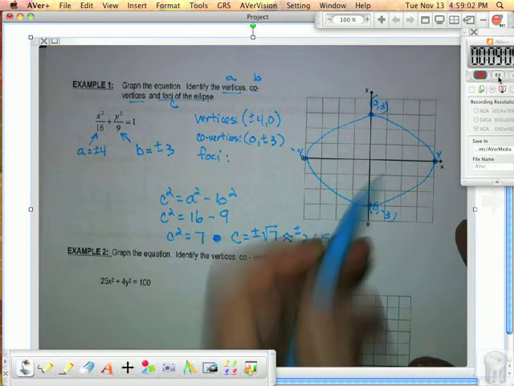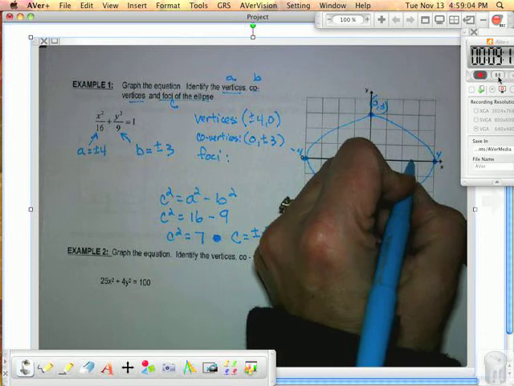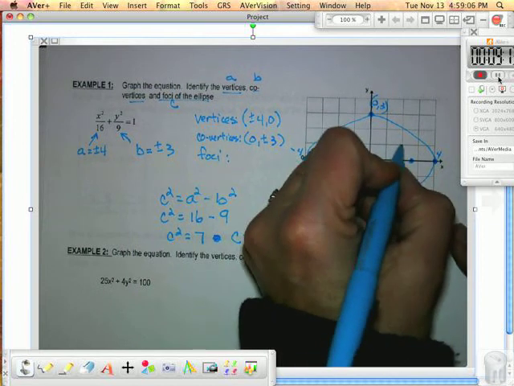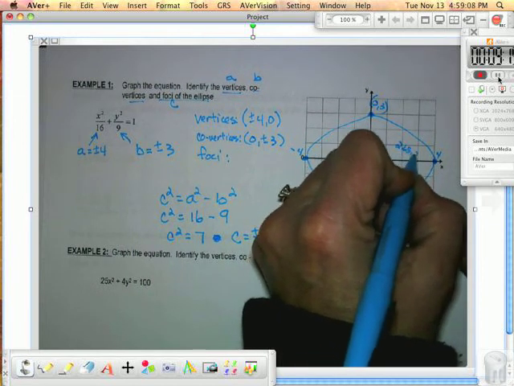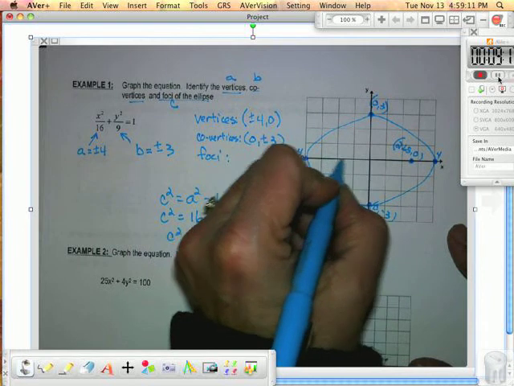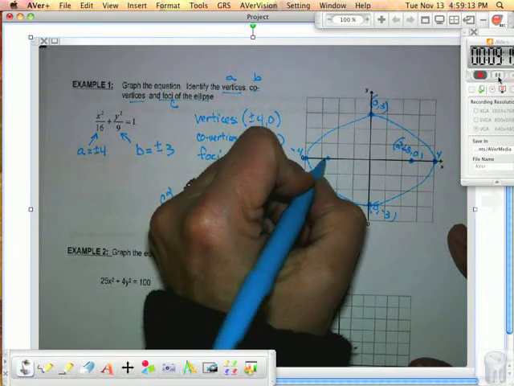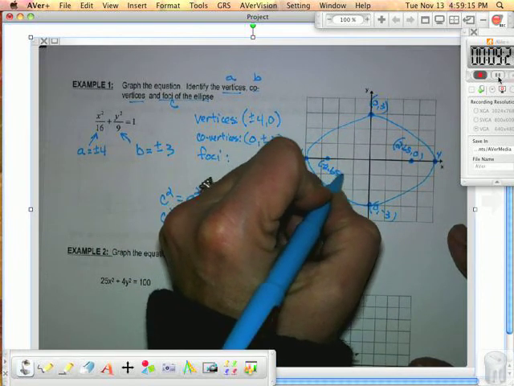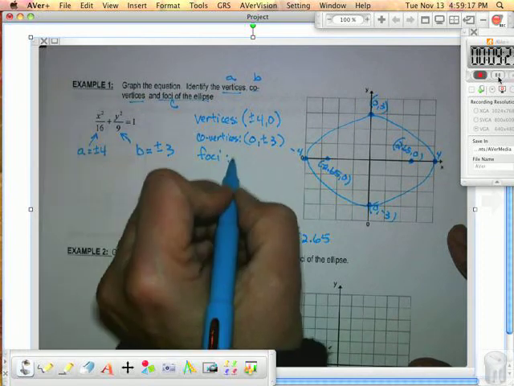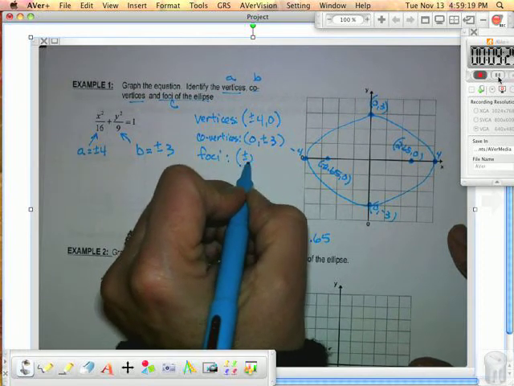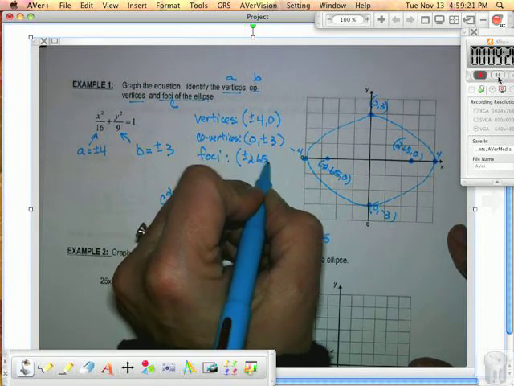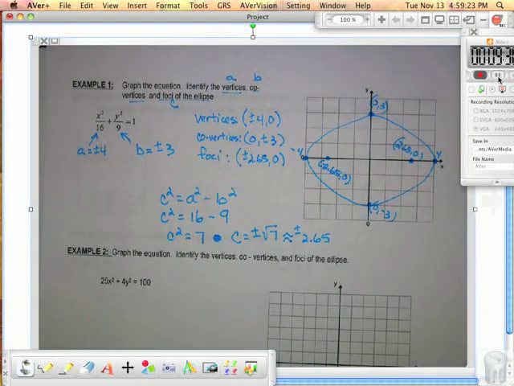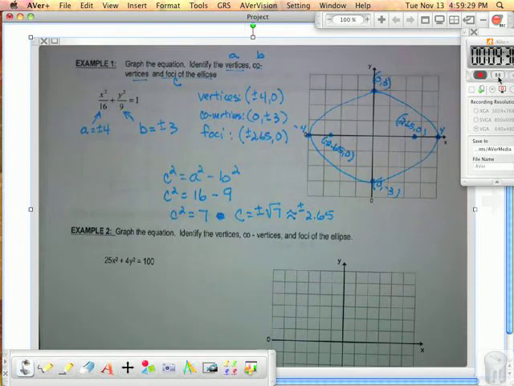So I can write right here, and since x is the longer axis, the focus goes on the longer axis, so it's about right here, (2.65, 0), and about here, (negative 2.65, 0). So it'd be plus or minus 2.65, 0 for my foci. And you've done it. Isn't that cool? Doing such big boy math now. All right, let's try another one.